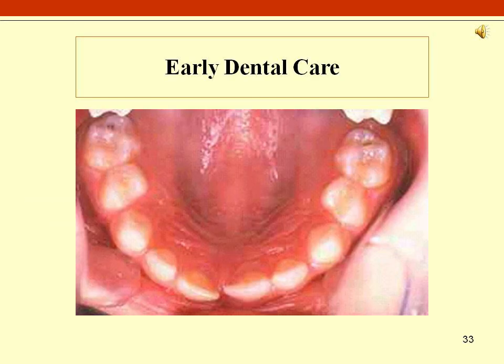This is an example of a child that would be marked as needing early dental care. Note that there is obvious decay on teeth A and J. This is noted by the loss of at least 0.5 millimeter of tooth structure and darkening of the surrounding occlusal surfaces.